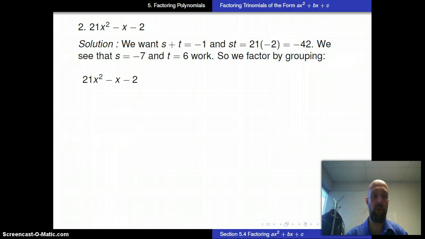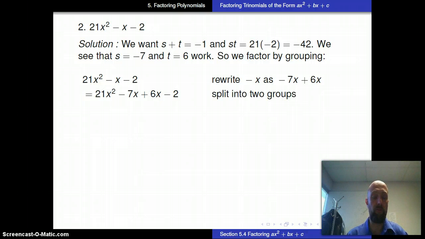So we factor by grouping. 21x squared minus x minus 2. The first thing we do, since our numbers were negative 7 and 6, is rewriting negative x as negative 7x plus 6x. Now we continue by factoring by grouping. So we split into two groups.